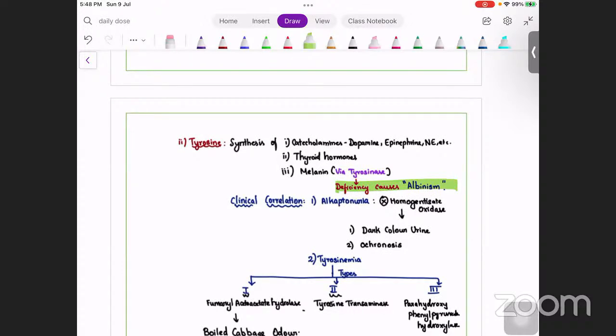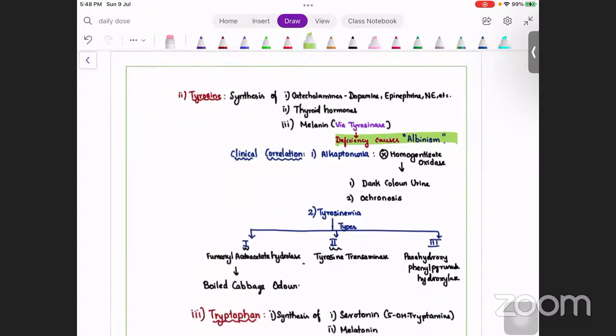Clinical correlation, two things in tyrosine. Alkaptonuria is due to absence of the homogentisate oxidase enzyme, where you see dark colored urine or Coca-Cola colored urine. Very, very important MCQ. You also see dark colored pigmentation on the skin, which is called ochronosis.